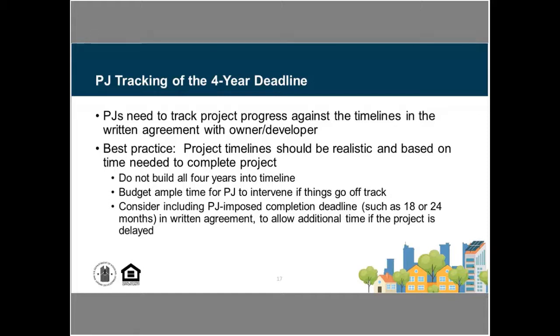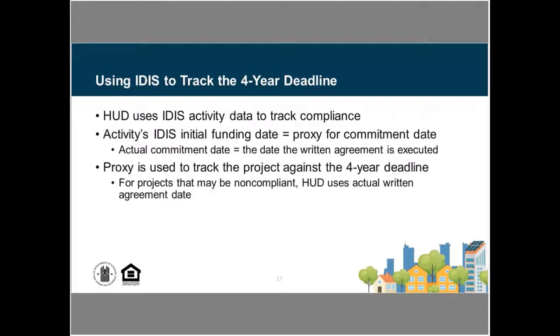And you can add some additional criteria as part of your written agreement if that makes sense. So one of the tools that we have to be able to track the position of those projects would be to use the IDIS data. As we mentioned, the actual compliance for this will be the written agreement date, but we can really use the IDIS funding date as a proxy for when the commitment criteria was met, and use that as a way to track compliance.